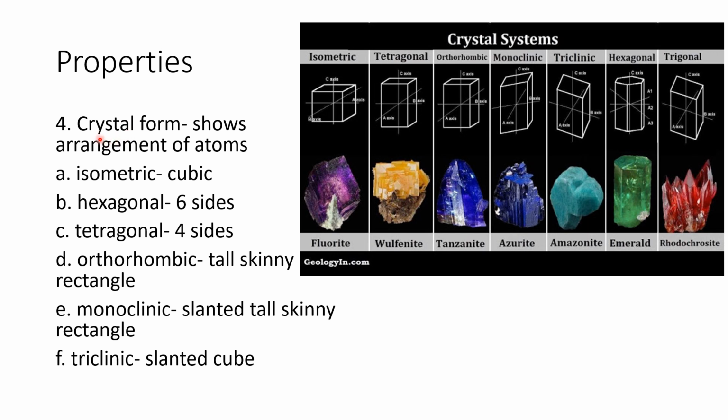Another property of minerals is the crystal form. This shows the arrangement of the atoms within the crystal. The atoms can arrange themselves in many different ways. For example, you could have isometric arrangement, which results in a cubic-shaped mineral. Hexagonal arrangement has a six-sided crystal. Tetragonal has four sides. This can either be rectangular or kind of pyramid-shaped. Orthorhombic crystals will be tall, skinny rectangles. Monoclinic crystals will be tall, slanted, skinny rectangles, and triclinic crystals will be sort of a slanted cube shape.